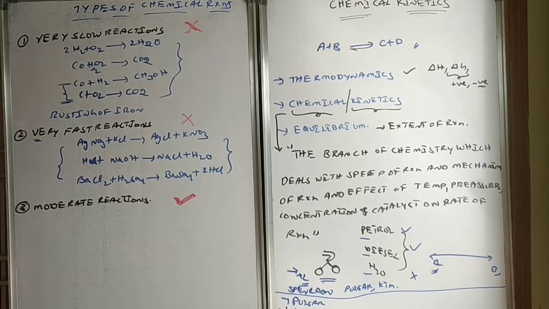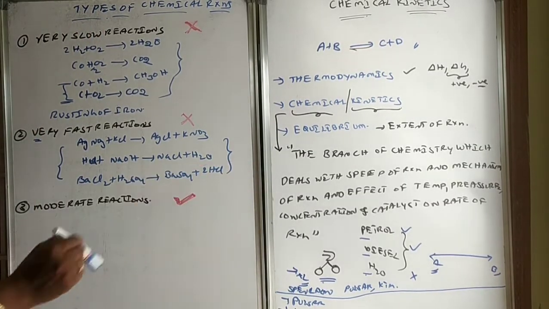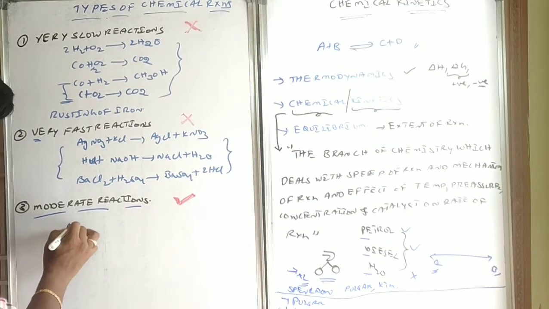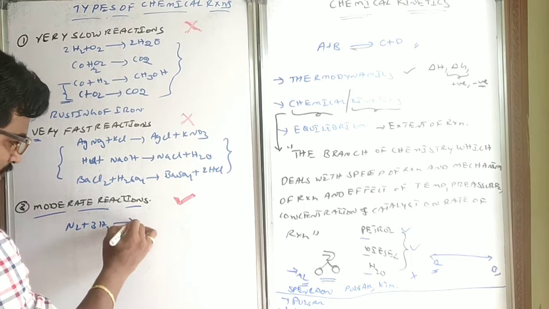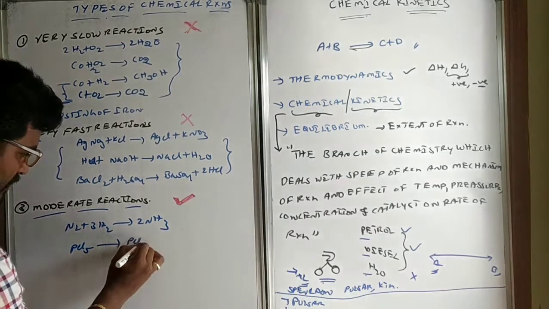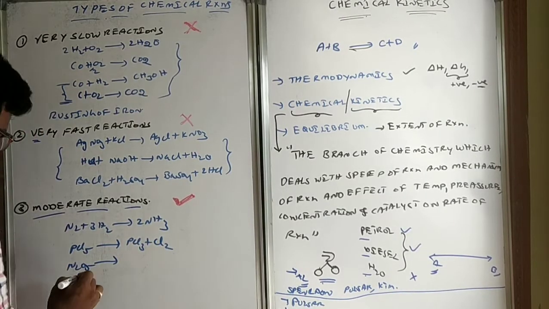And let us see what the moderate reactions are. These are important reactions. About these only we are going to study. What are the moderate reactions? N2 plus 3H2 gives 2NH3, PCl5 gives PCl3 plus Cl2, N2O4.